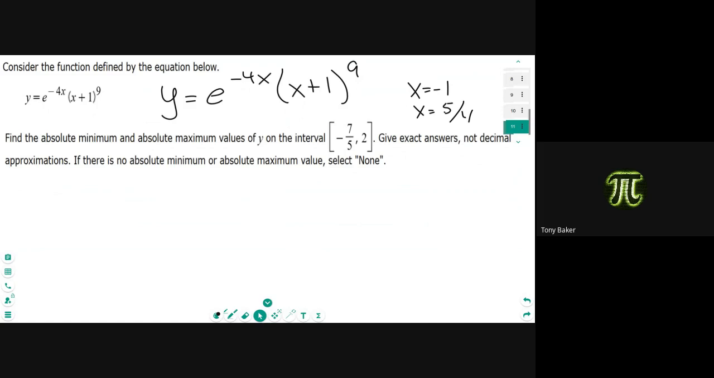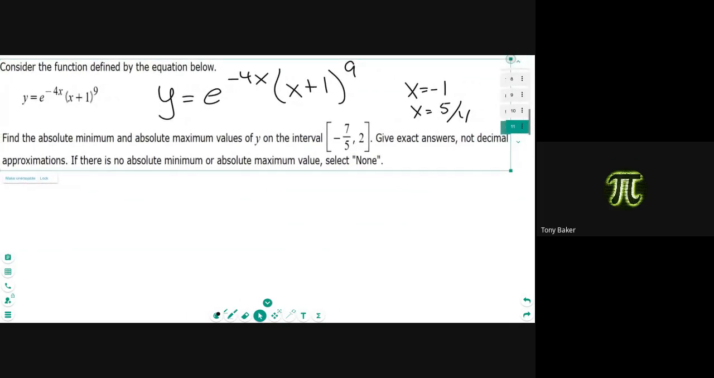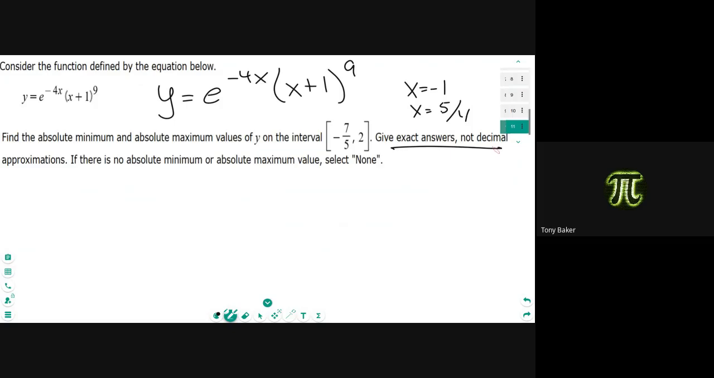With algebra, you can use the calculator. However, notice it says right here, give exact answers, not decimal ones. So if you were to plug this into the calculator, because of the E and everything else, odds are you're going to get a decimal. So let's look at each of these numbers. I know it sounds like it sucks, and I'm not going to lie, it's not that fun.